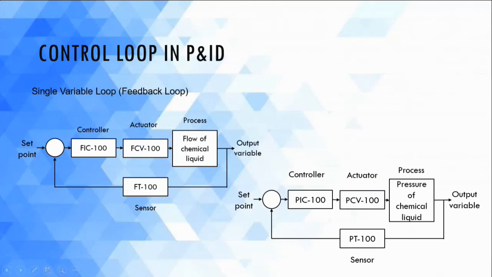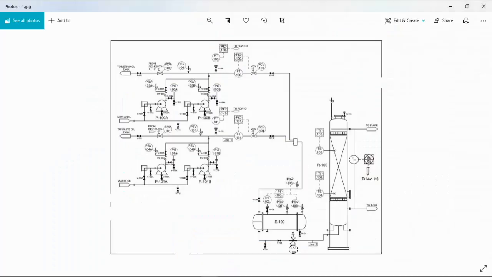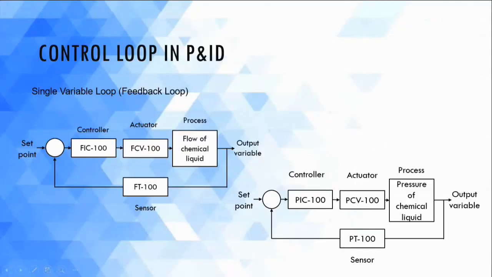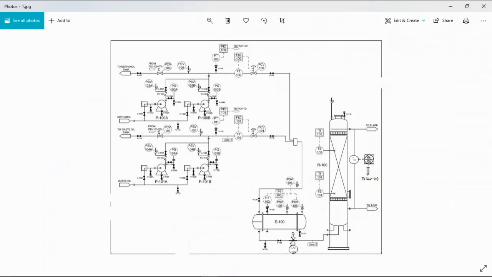The first one is the controller FIC100 going to actuator FCV100, and after the process the chemical liquid goes to output with a feedback loop from the FT100 sensor. So the loop is around here. The second one is the PIC100 controller going to the actuator PCV100, after the process the pressure of the chemical liquid goes to output with the PT100 sensor feedback.